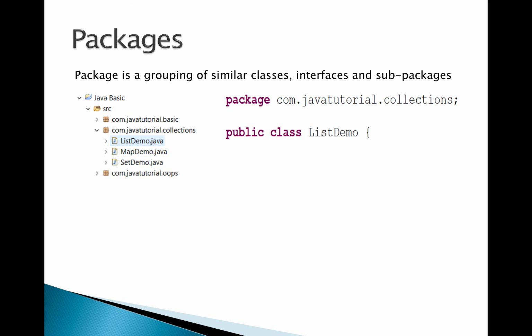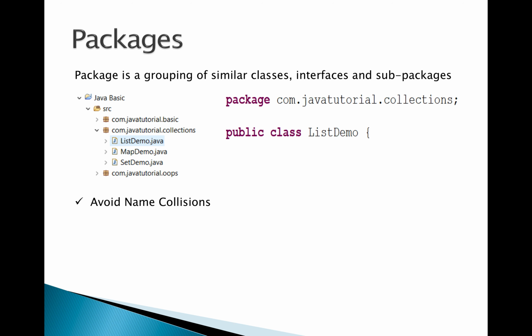So how to create a package in Java? The first line of a Java file is going to be the package statement. Package is a keyword. So you have package com.java-tutorial.collections, which means that the class that you are going to put after this is going to belong to this package. So how your class can be referenced is by the package name dot the class name.